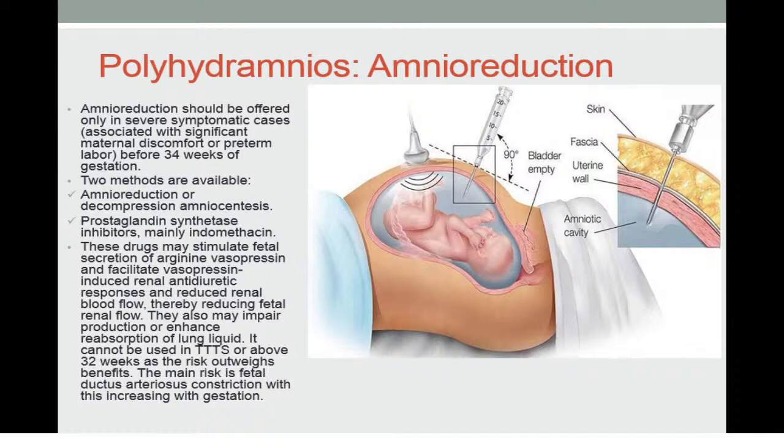Two methods are available: amnio reduction or decompression amniocentesis, and prostaglandin synthetase inhibitors, mainly indomethacin. These drugs may stimulate fetal secretion of arginine vasopressin, facilitate vasopressin-induced renal antidiuretic responses, and reduce renal blood flow, thereby reducing fetal renal flow. They also may impair production of or enhance reabsorption of lung liquid. It cannot be used, as we already told, in twin-to-twin transfusion syndrome or above 32 weeks, as the risks outweigh the benefits. The main risk is fetal ductus arteriosus constriction, which increases with gestation.